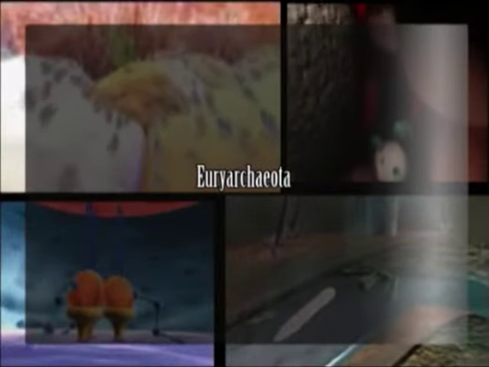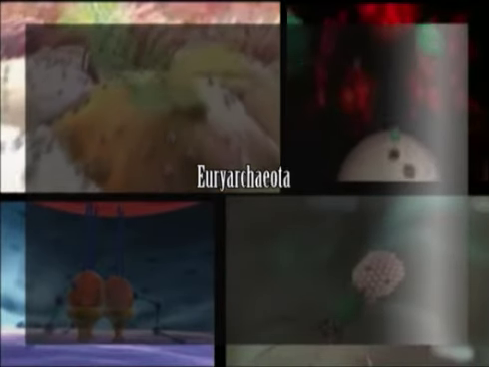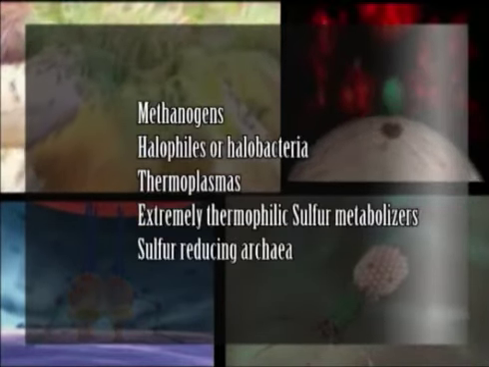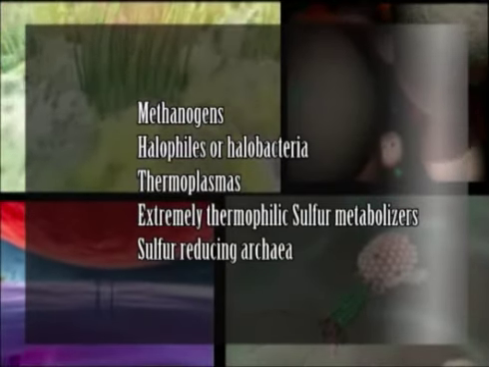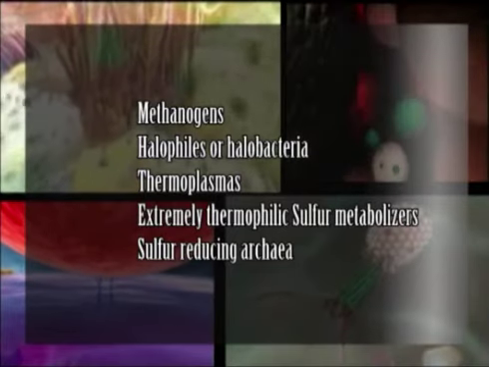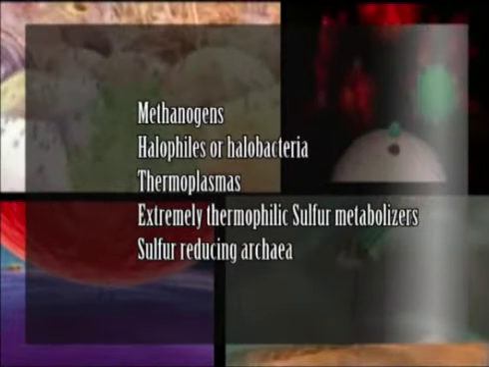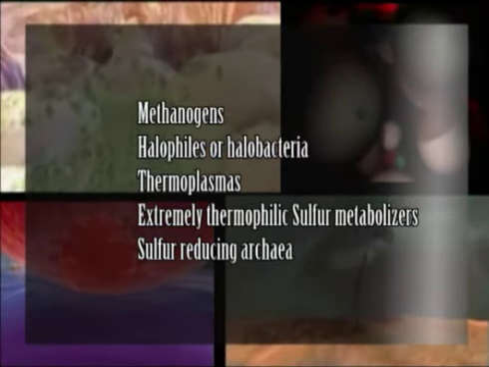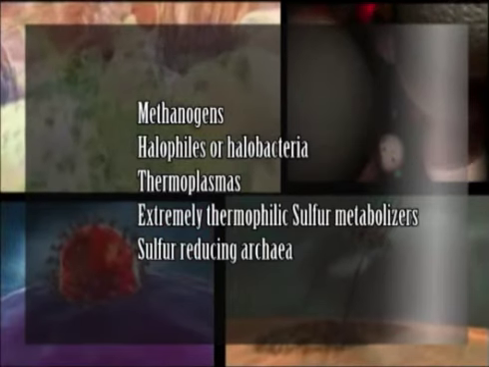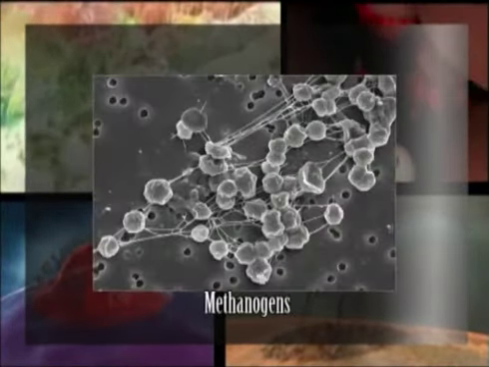Now, Euryarchaeota are comprised of 5 major groups. Number 1, methanogens. Number 2, halophils or halobacteria. Number 3, thermoplasmas. 4th, extremely thermophilic sulfur metabolizers, and last is the sulfur reducing archaea. Now, let us take them one by one.